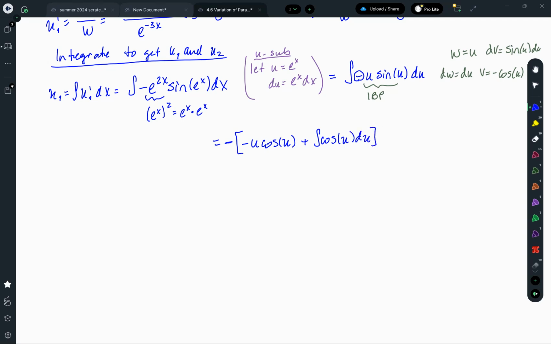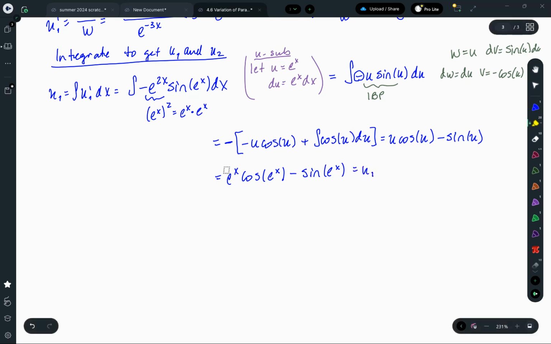Okay, and now this further integrates. The minus sign will also go through, but we'll focus on this is going to give me U cosine of U when the negative goes through. The negative goes through to the other one as well, and the antiderivative of cosine is just positive sine, but with that negative sign, I get a minus sine of U. But remember, U is e to the x, and so this is e to the x cosine of e to the x minus sine of e to the x. That's U1.